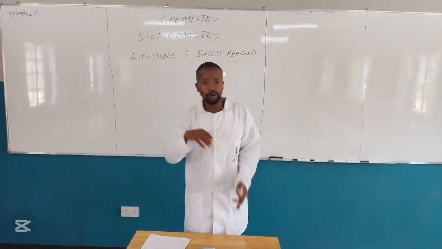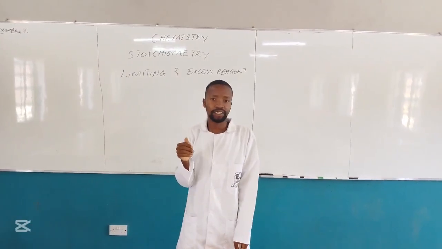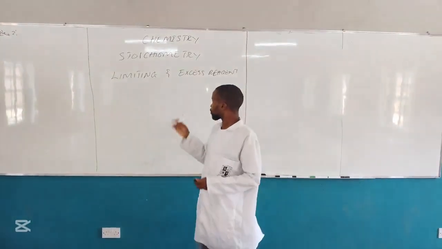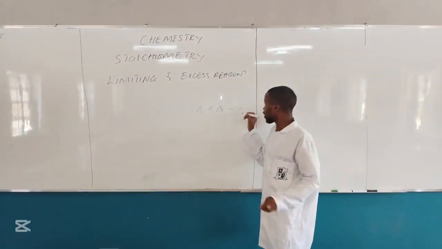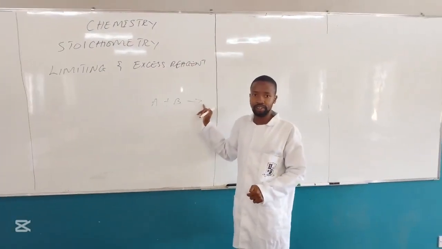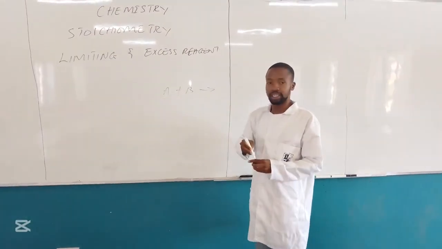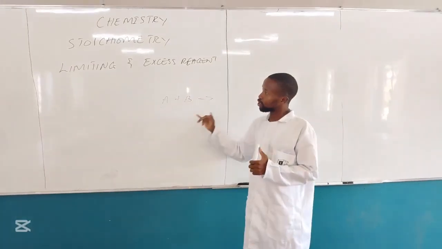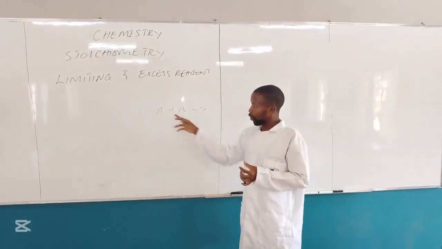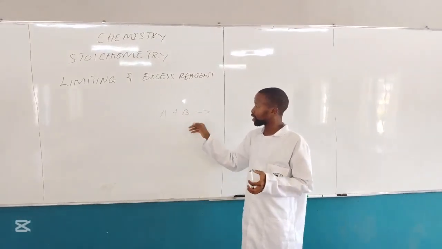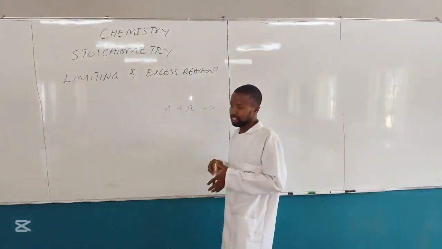concept. Whenever a chemical reaction is taking place, it's not usually that all the reactants, let's say we have A and B, will be equally used up at the end of the reaction. Sometimes one reactant might remain while the other one is finished. So that's the whole concept of limiting and excess reagent. You have two reactants, one is completely used up, one is still remaining.